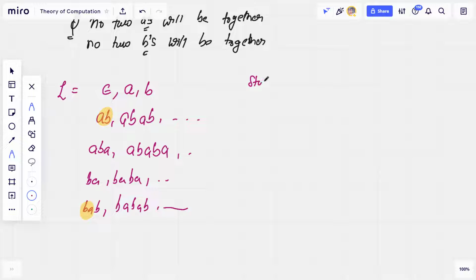I want strings that start with A and end with A. I want strings that start with A and end with B. I want strings that start with B and end with A. And I want strings that start with B and end with B. So let me give examples. Starts with A, ends with A: these are the required strings. Starts with A, ends with B: these are the strings. Starts with B, ends with A: these are the strings. Starts with B, ends with B: these are the strings.